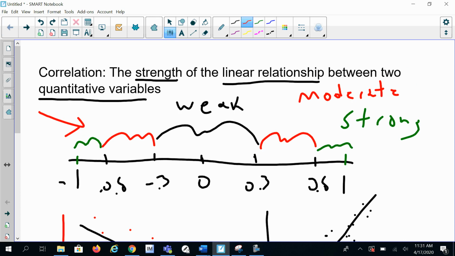And remember, the green is our strong, so 0.91 is definitely between 0.8 and 1. So it is a strong relationship here. It is linear, and it is positive.